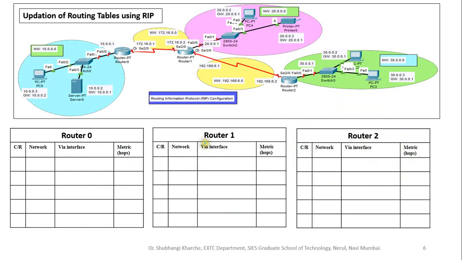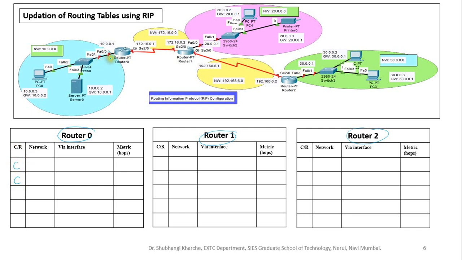Now let us understand how the routing tables will be updated using the RIP routing protocol. We have three routers in this network scenario: router 0, router 1 and router 2, and each of them will maintain a routing table. In this routing table, C will represent a directly connected path, and R will represent the path which is learned using the RIP routing protocol.